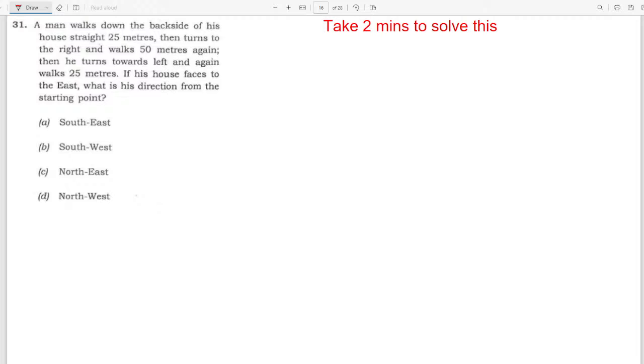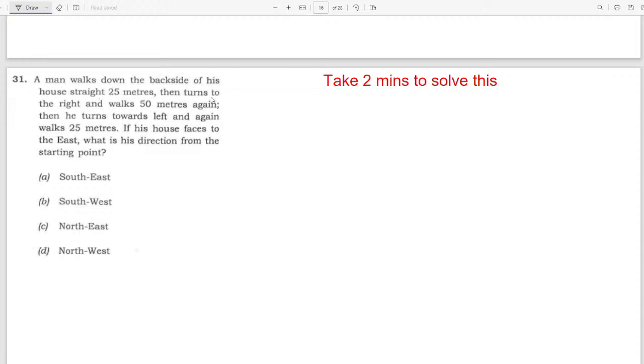Fine. A man walks down the backside of his house straight 25 meters, and then turns to the right and walks 50 meters again. Then he turns towards left and again walks 25 meters. If his house faces to the east, what is his direction from the starting point?